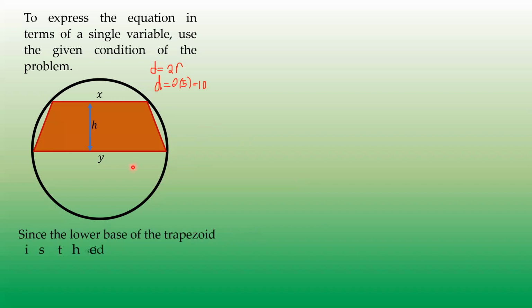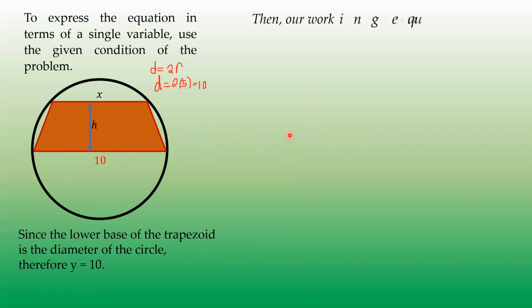Since the lower base of the trapezoid is the diameter of the circle, therefore y is equal to 10. So we can now replace y with the value 10. We replace y with 10. This is now the lower base, equal to the diameter. Then our equation will become 1/2 of x plus 10 quantity times the height.